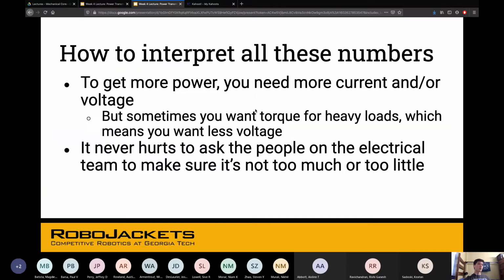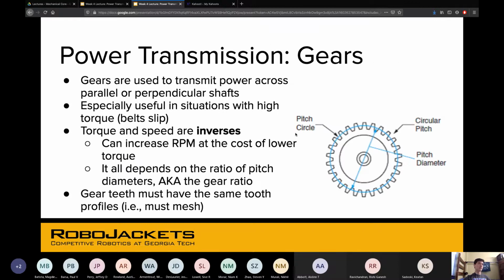As I said before, sometimes you need torque for heavier things, which means less voltage, or you need more voltage for things you want to get done faster. It really depends on what you want to get done. So that's enough about motors. Let's talk about gears.